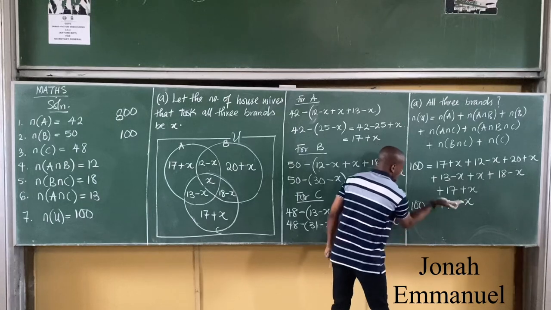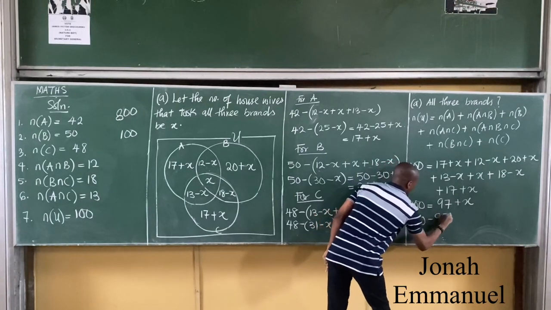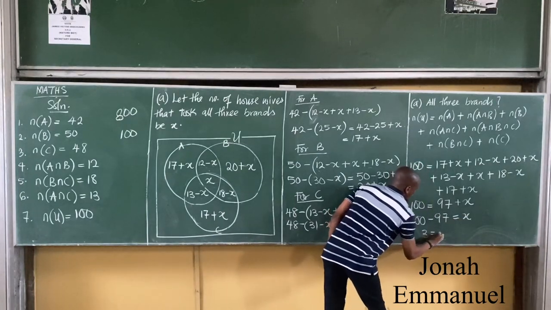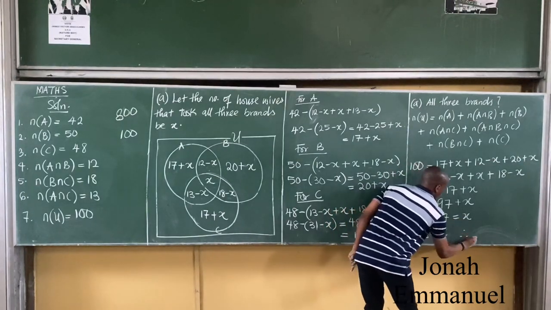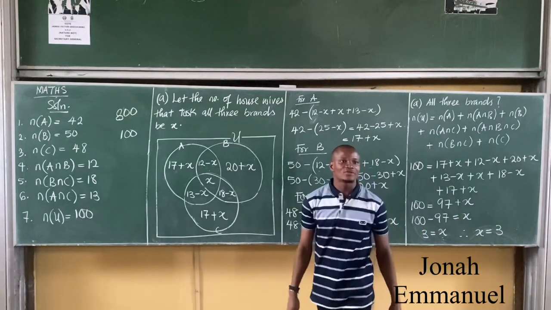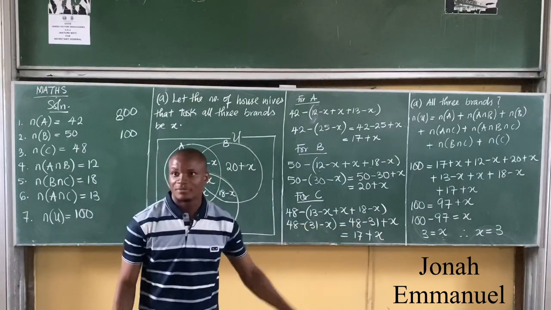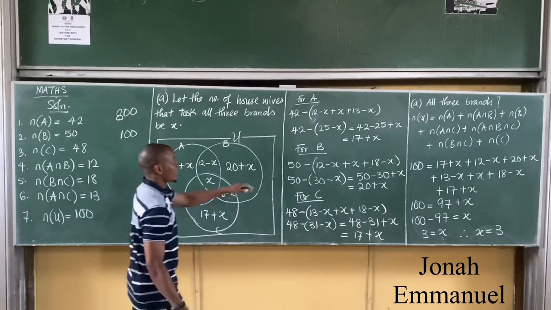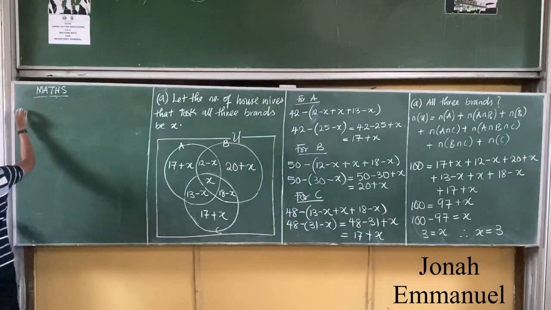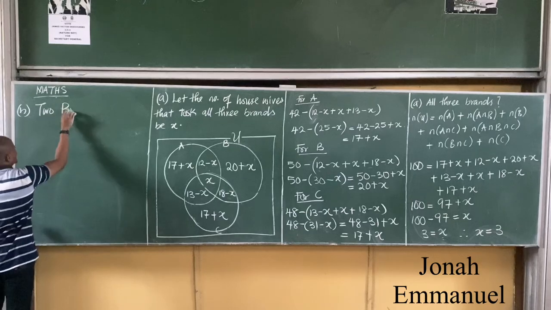How do you get x now? Move this over here. 100 minus 97 is equal to x. So 3 is equal to x. So therefore, x equals 3. So how many housewives took all three? The answer is three. That's it.